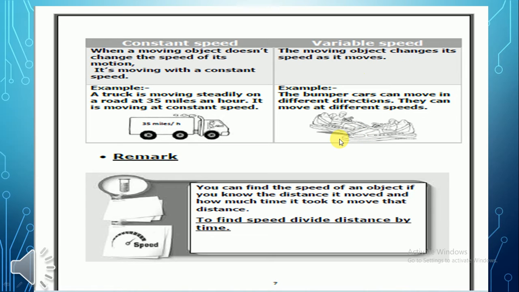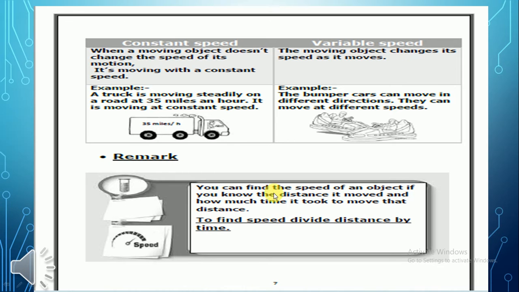Can start slowly, then go fast, or start fast, then slow down. So this is variable speed. The speed changes. The bumper cars can move in different directions. They can move at different speeds. Okay, so let's read together.